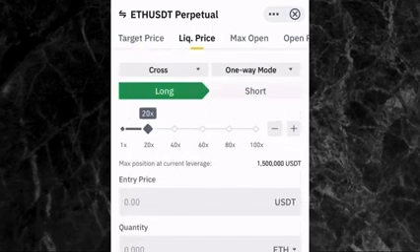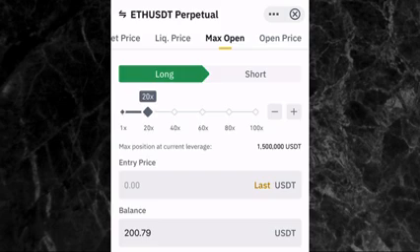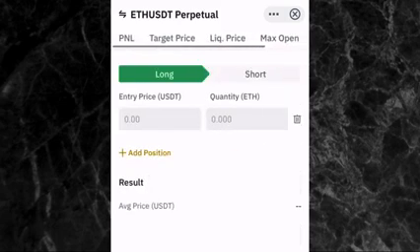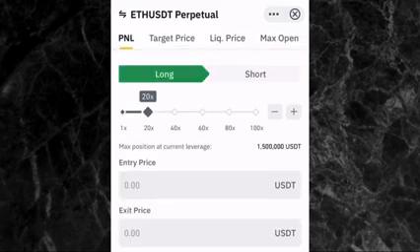Liquidation price means the price at which you are going to get liquidated, and you can also calculate your max open and your open price. Now, for this video, I'm going to be showing you how to calculate your PNL and target price. It's just the same process for the other ones. I don't want this video to be too long.